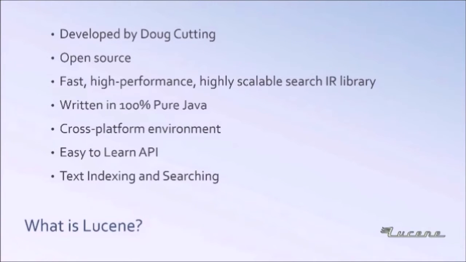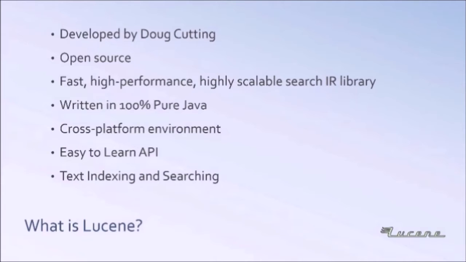Developed by Doug Cutting, Lucene is a powerful Java search library that lets you easily add search to any application. Lucene is an open source, fast, high performance, and highly scalable text search engine library written entirely in Java. Lucene is a cross platform solution as it can be used in commercial, academic, and open source applications due to its performance, reconfigurability, and generous licensing terms.